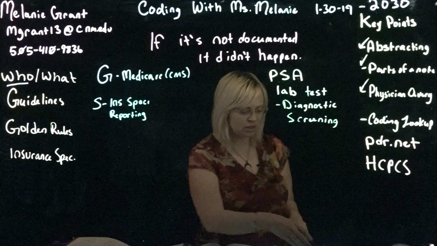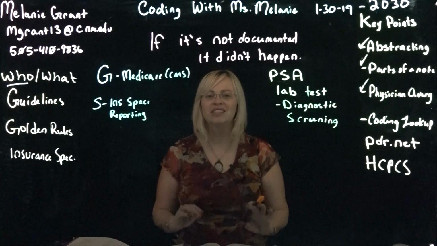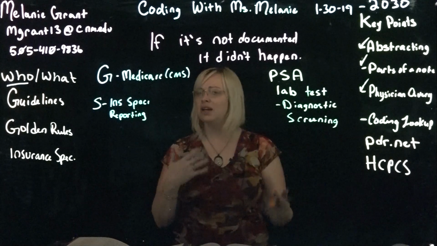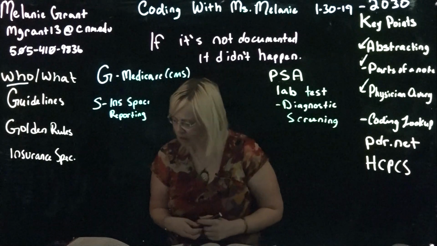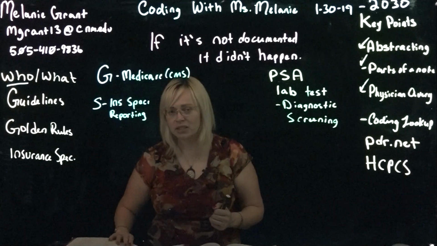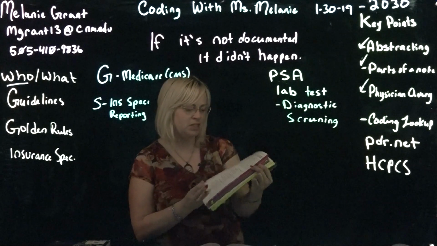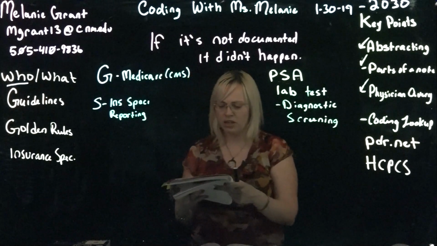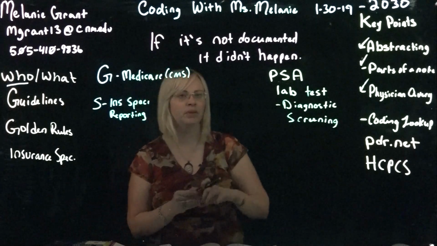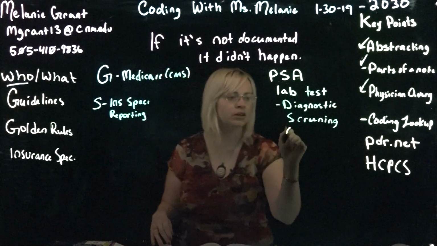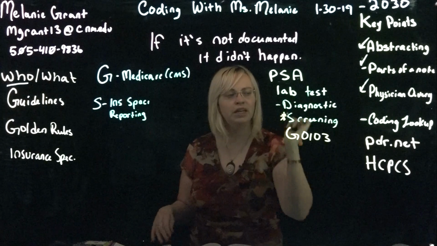So a PSA is something very specific to males, and it checks for BPH, which is benign prostatic hyperplasia, which is a common test for men over the age of 50 to check for cancer. Okay, so in our HCPCS codes, we can look under G codes and we'll find under the screening services for prostate-specific antigen, there's one code, G0103. Okay, so we'll write this down here, G0103, and this one is a screening code.